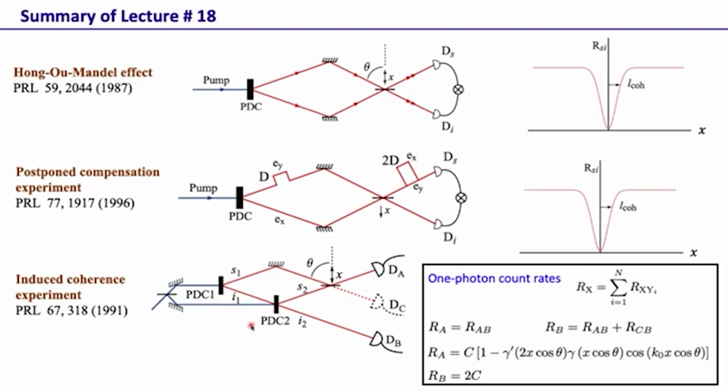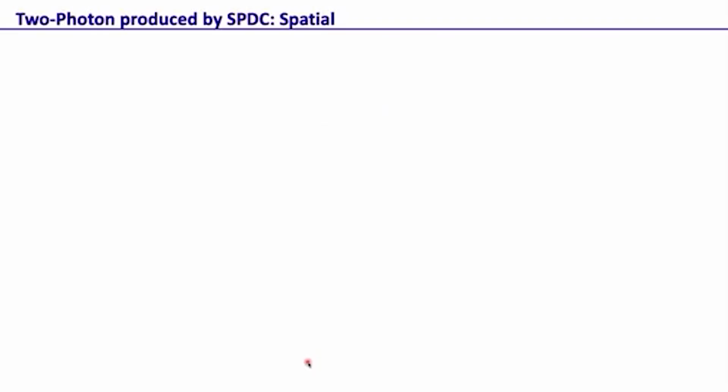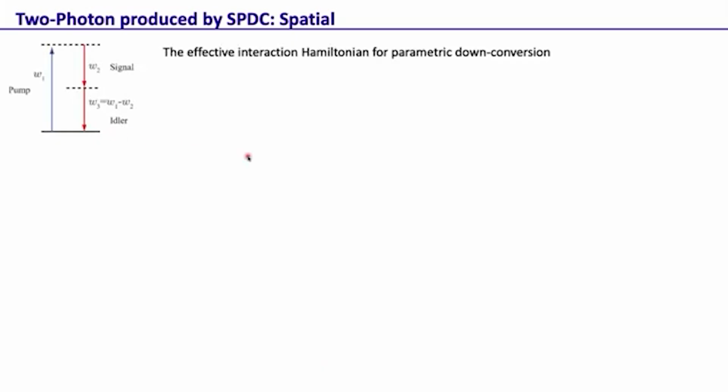Okay, so this is all we did in the last lecture. We also had an intuitive way of explaining this two photon interference, but today we are going to do two photon interference in the spatial degree of freedom. So first, let's look at the two photon state that is produced by SPDC in the spatial domain, and this is the effective interaction Hamiltonian.